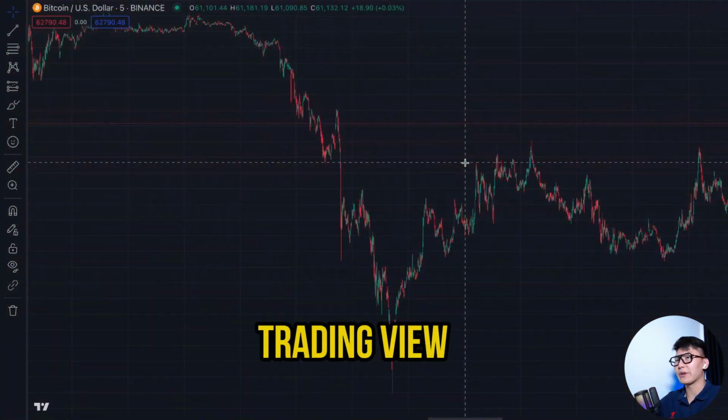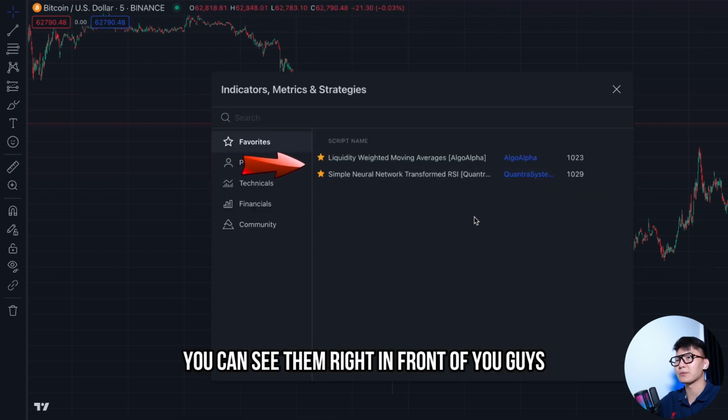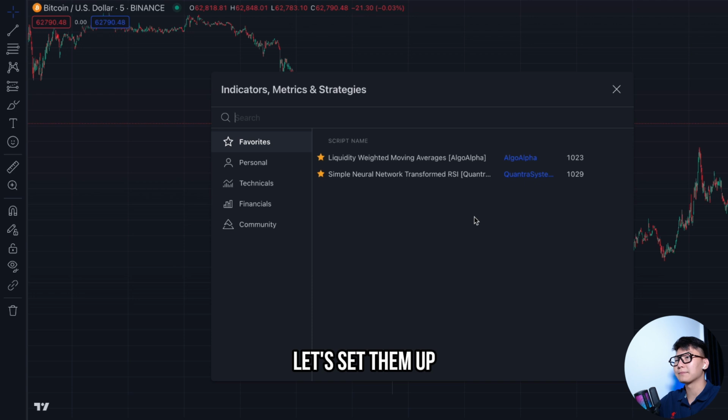Alright guys, I'm on TradingView and let's dive into the strategy that requires two indicators. You can see them right in front of you guys. Let's set them up. I will start with the first one.